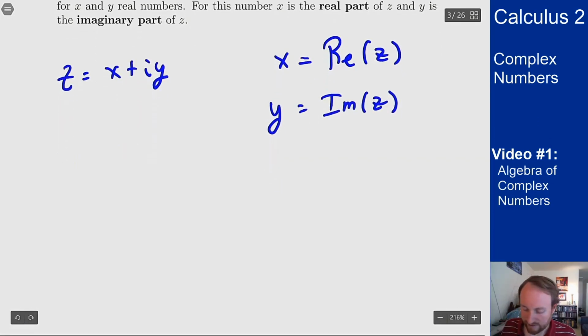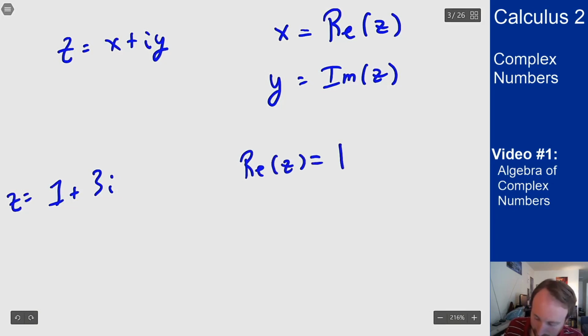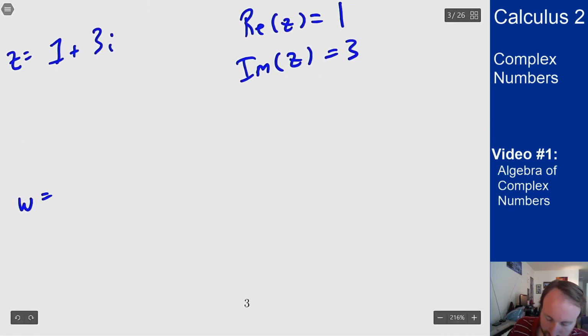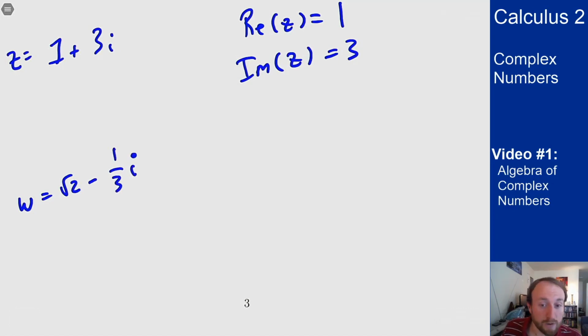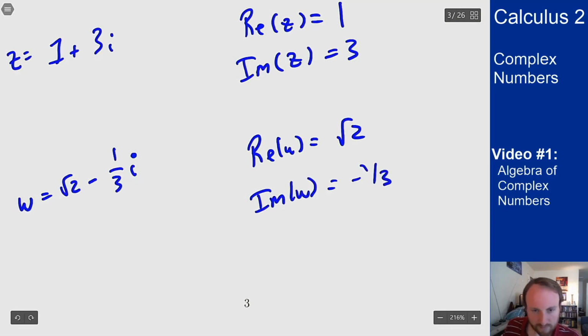What do these numbers look like? You could have something like 1 plus 3i. That's a complex number. The real part is 1, because that's the part without the i, and the imaginary part is 3, the coefficient of i in this expression. Look at the number w, which is another letter we'll use for complex numbers, as root 2 minus 1/3 i. These can be any real numbers. They don't have to be fractions. They can be square roots, pi, e, all of which can show up as the real and imaginary parts. The real part of w is the square root of 2, and the imaginary part of w is -1/3. These signs correspond to how they're set up in the number itself.